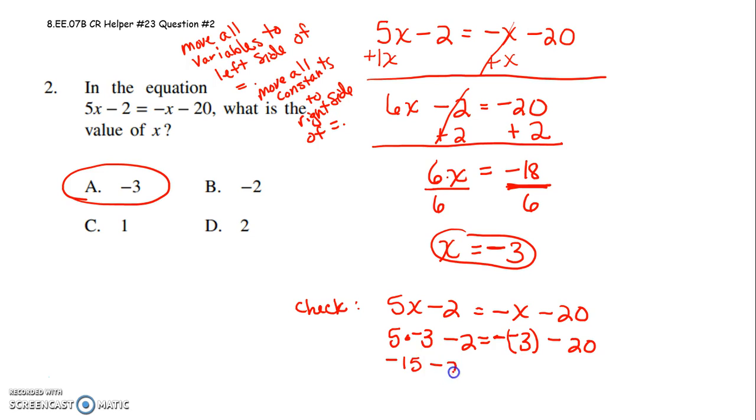I still have minus 2 equals negative, negative, minus a negative. Oh, that's a positive 3. So I have positive 3 minus 20. Now on the left side, I'm going to continue to simplify down on the left side of the equal sign. Negative 15 minus 2 is a negative 17. 3 minus 20 is a negative 17. Woohoo! It checks. This equation is true when I substitute in a negative 3. Therefore, I came up with the correct answer for x.